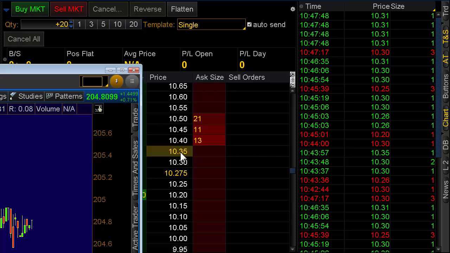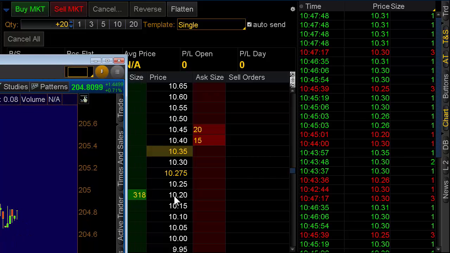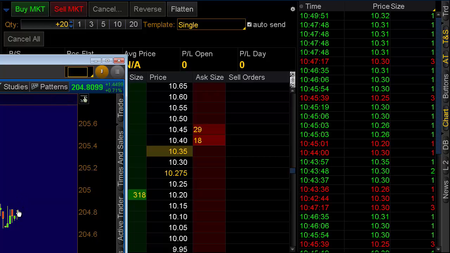At this point, the bid is 10.20 and the ask is 10.40. If I wanted to get out right now, I could sell at the bid. If I want to be a little patient, I could put it at the ask, or I could split the difference. The real difference here is whether the stock is pushing higher or not. If the stock starts pushing higher, we're going to get it at the ask.